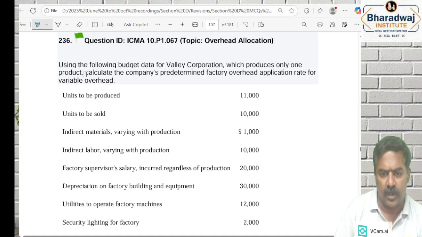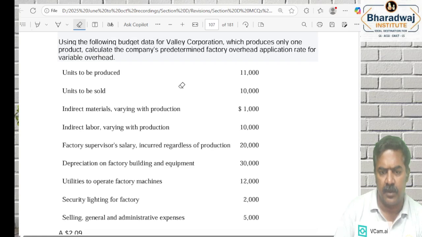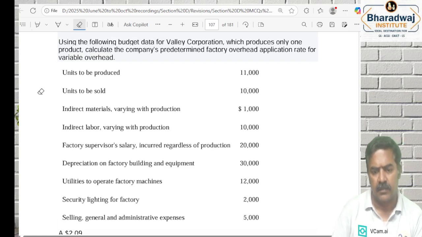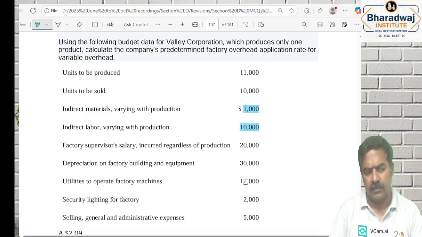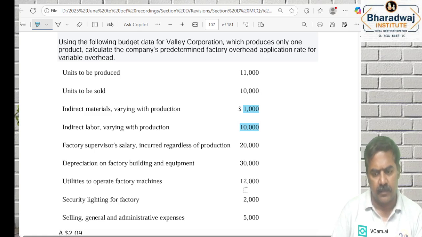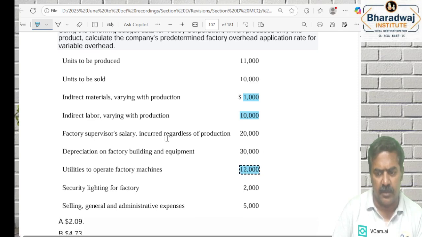Calculate. Only one product is given. Predetermined factory overhead rate application, for variable overheads they ask. This is all variable, whatever varies with production. This 1,000, this 10,000. That's all. What is the variable overheads? Utilities to operate the factory machines may change with output. Security lighting, general expenses and all will be fixed.